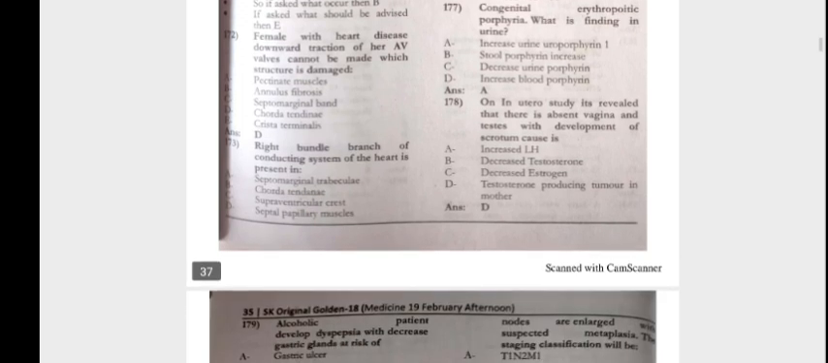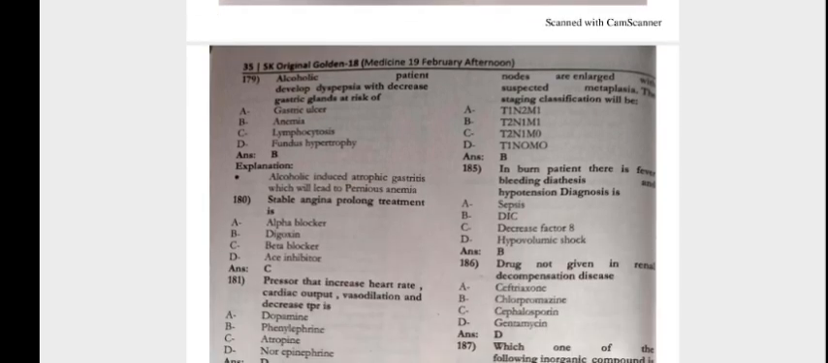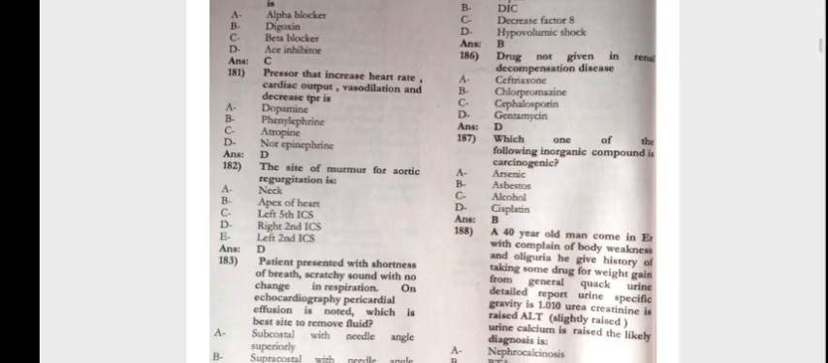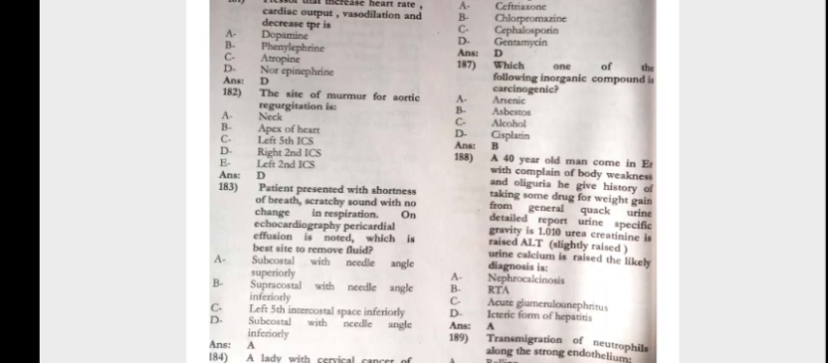Increased urine uroporphyrin 1. On in utero study, it's revealed that there is an absent vagina and testes development of the scrotum. This is the testosterone producing tumor in the mother. The alcoholic patient develops dyspepsia and decreased gastric glands at the risk of the anemia. Stable angina, prolonged treatment is the beta blocker. Pressor that increases the heart rate, cardiac output, vasodilation, decreased TPR is norepinephrine. The site of murmur for the aortic regurgitation is the right second intercostal space.